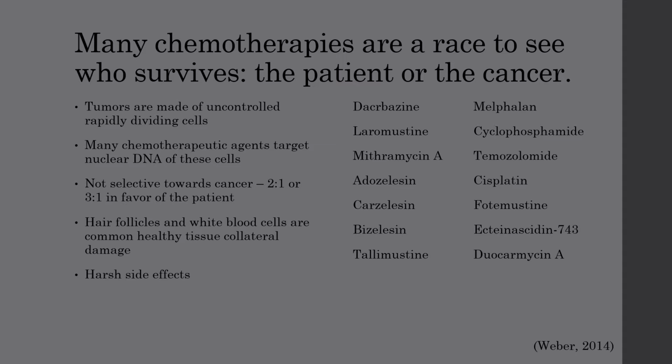A near universal motif of tumors is that they are made of uncontrollable, rapidly dividing cells. Chemotherapeutic agents which target the nuclear DNA of these cells are successful in mutating the nucleic acids to the point of cell death, therefore killing the tumor. A list of some of these commercially used agents are shown on the right.